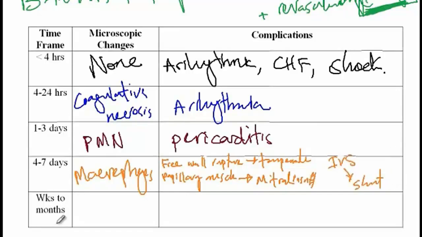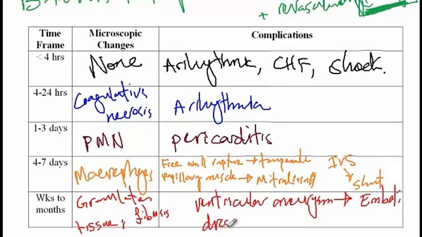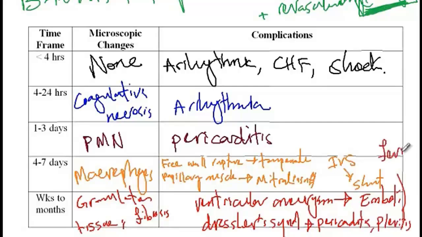And then finally, weeks to months after myocardial infarction, there would be granulation tissue and fibrosis. These patients are at increased risk of developing ventricular aneurysms, which increases the risk of emboli formation. They may also present with Dressler's syndrome, which presents with pericarditis, pleuritis, as well as fever.